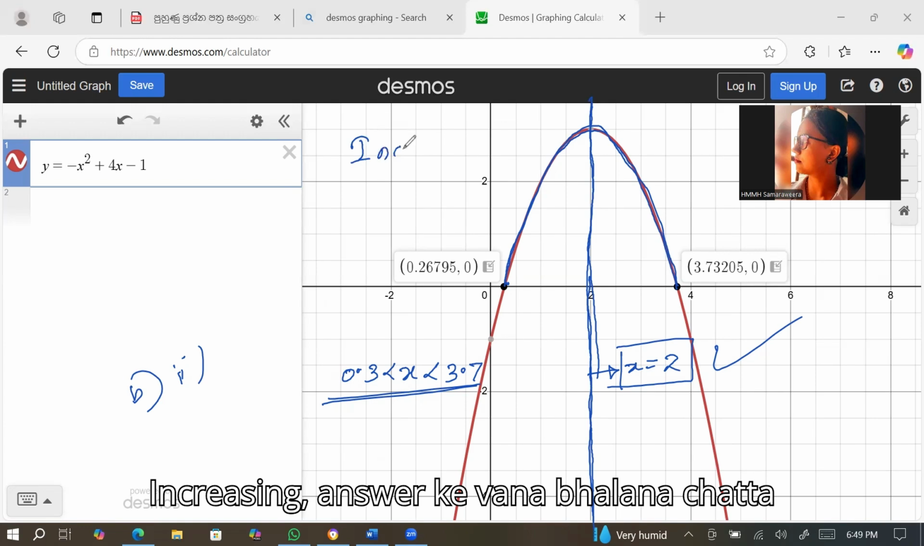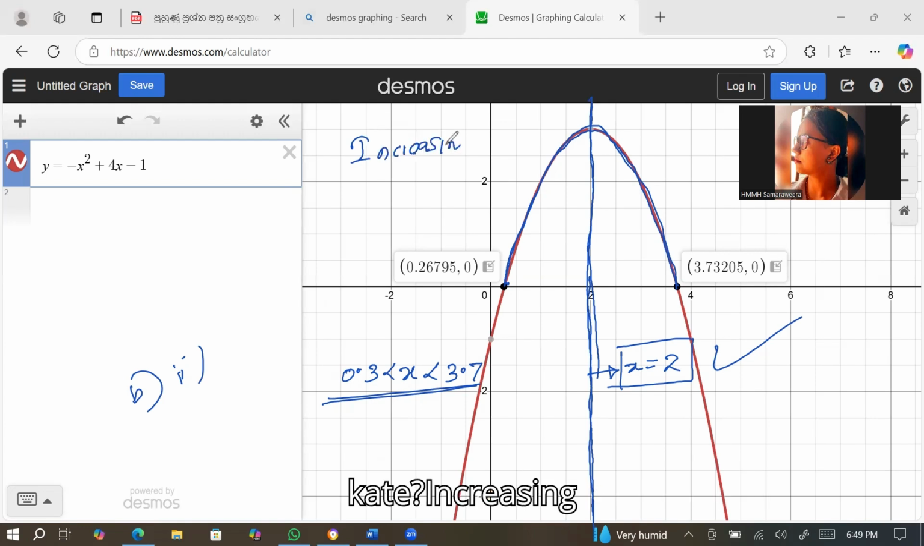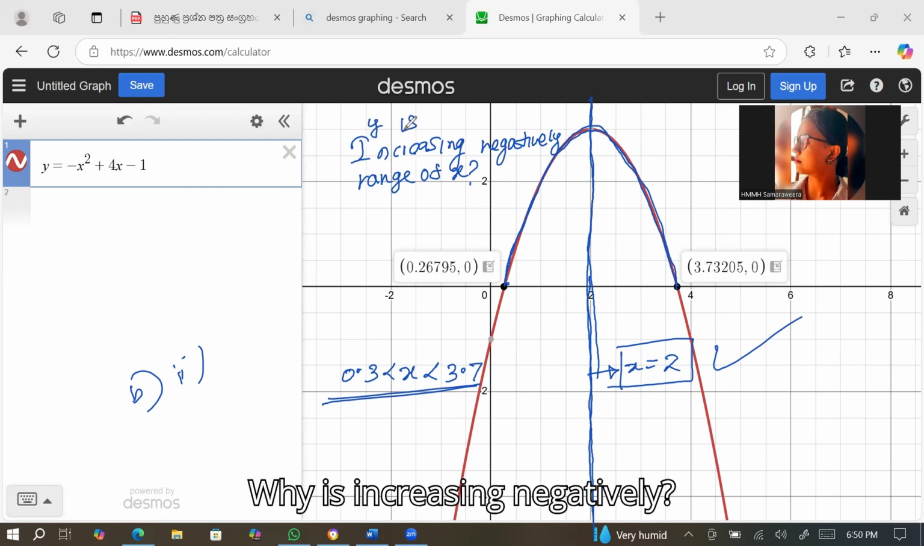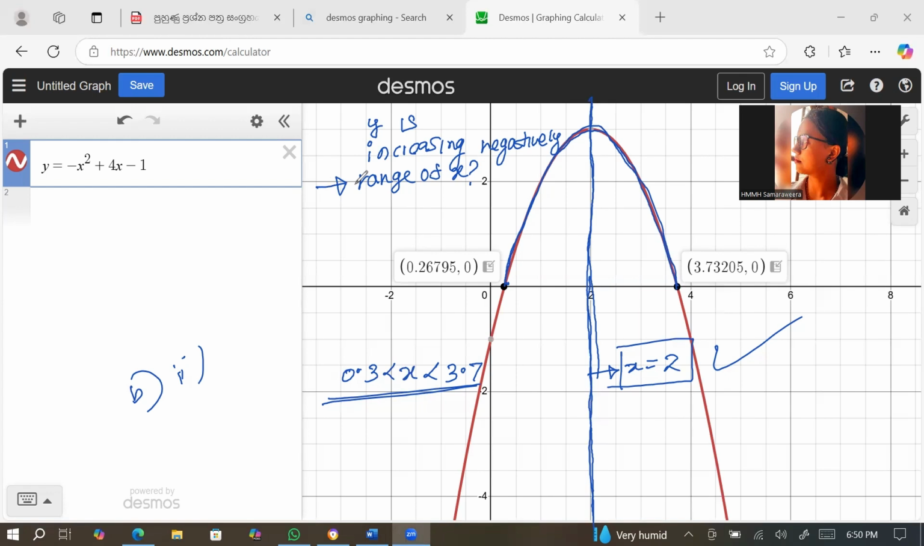Increasing negatively. What is the range of x? Y is increasing negatively. X is less than 0.3. Very good, Piyumi. X is less than 0.3.